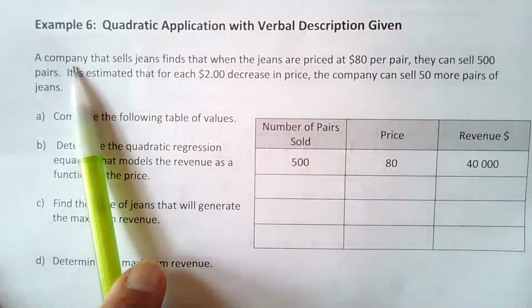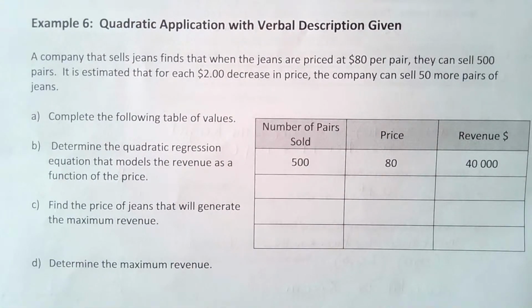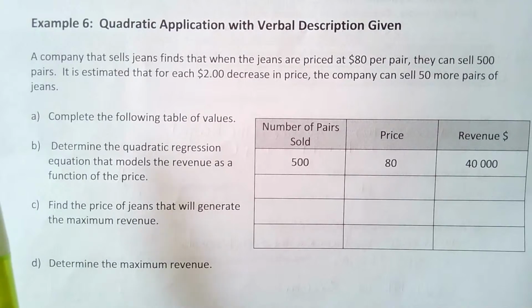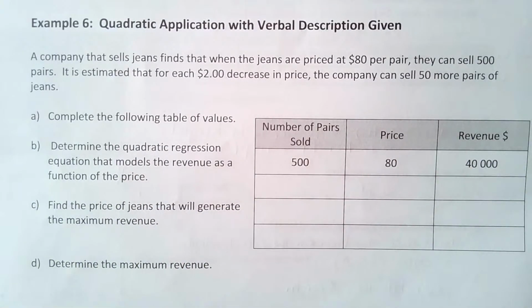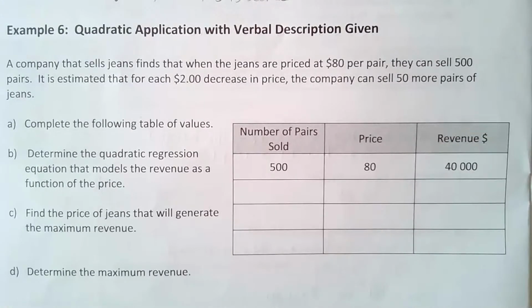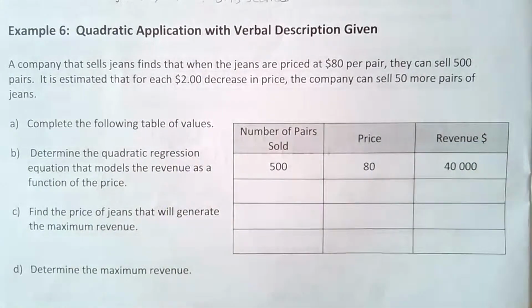And here, a company sells jeans, and finds that when the jeans are priced at $80 per pair, they can sell 500 pairs. It is estimated that for each $2 decrease in price, the company can sell 50 more pairs of jeans. So it's a matter of supply and the price. If you decrease the price, you increase the sales.